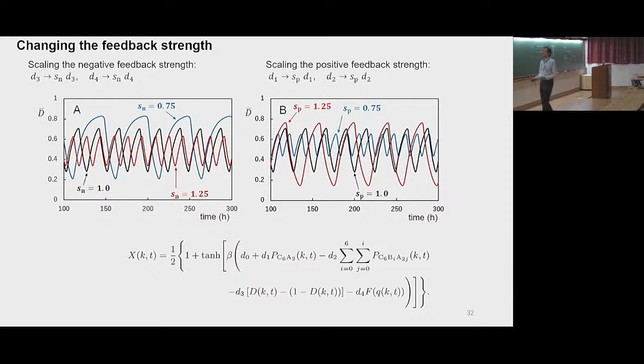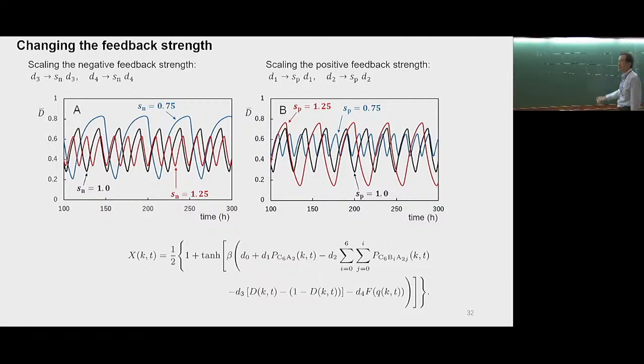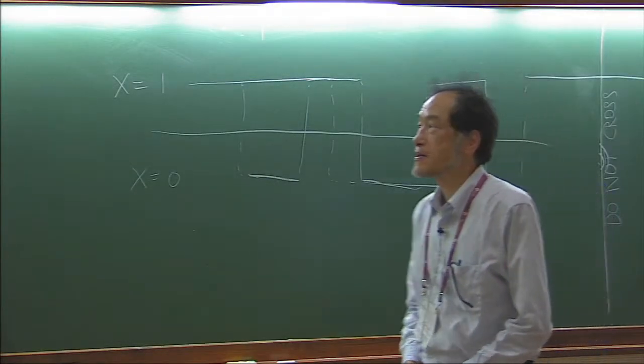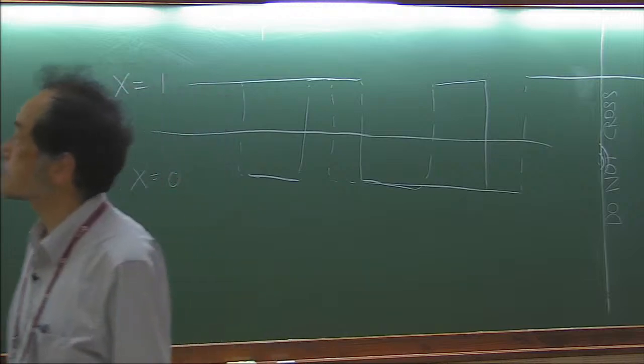So with smaller negative feedback, the period is elongated and the amplitude becomes big. This is rather natural when considering this scheme, which emphasizes the positive feedback effect. The system wants to stay in either the x equals 1 or x equals 0 state for a long time. So this is the elongation of the period.